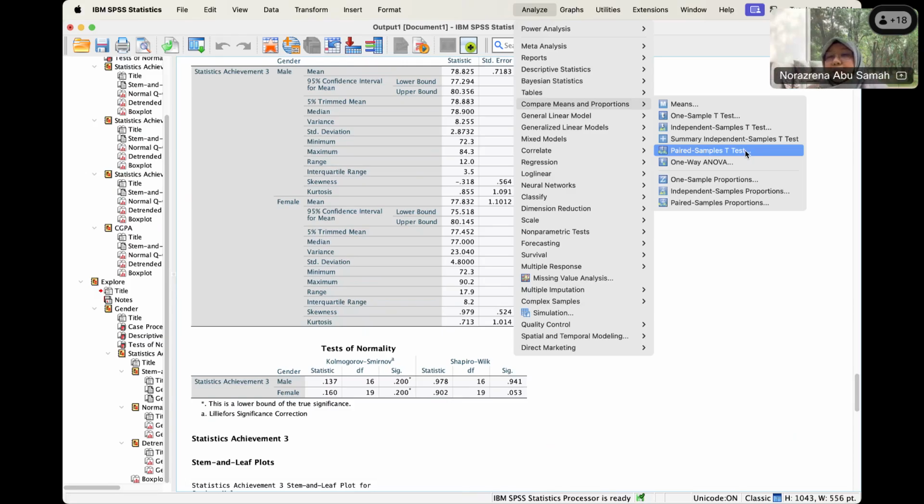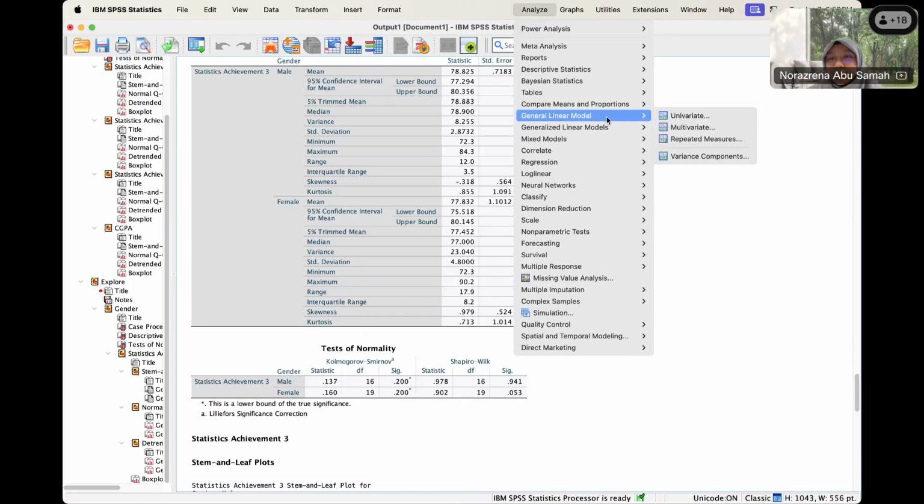If I give them more than twice, meaning before, during, after, so it's three, I need to run the repeated measures ANOVA here, for more than two. Maybe thrice, or maybe I give them a pre-test, treatment, post-test, and then after another month give them another post-test. I want to see their retention: do they still remember what I taught before? So that's also considered.